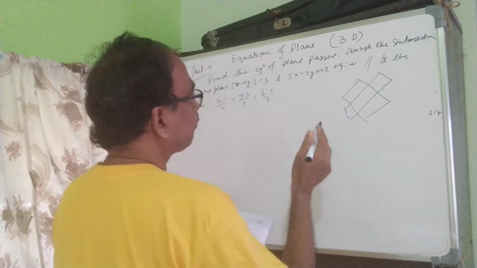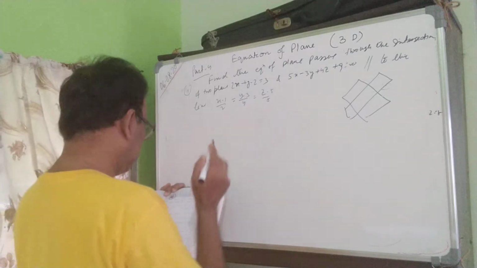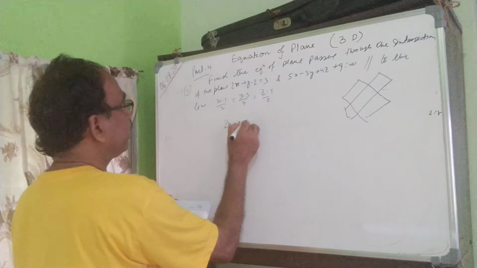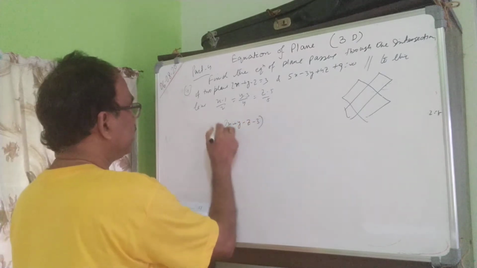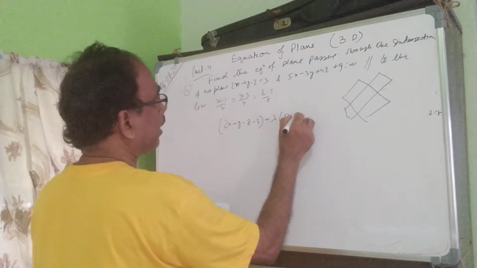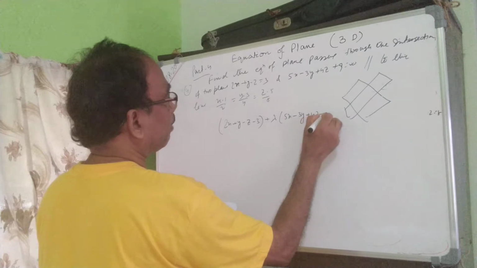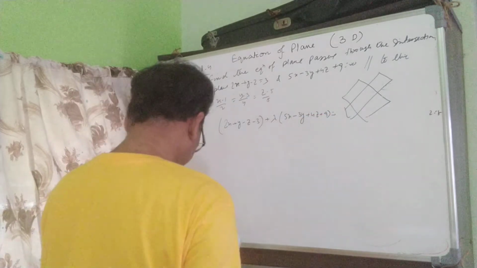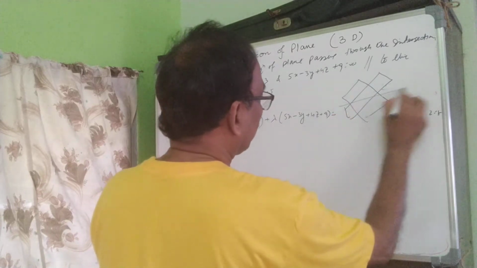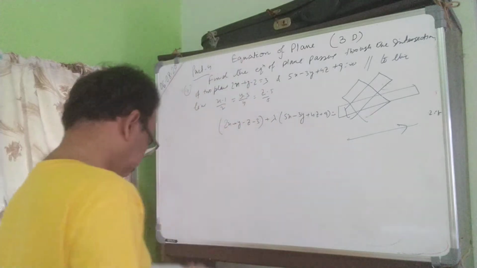Intersection of two planes. The equation of the plane passing through the intersection of two planes is 2x + y - z - 3 + λ(5x - 3y + 4z + 9) = 0. Actually, we have to find the equation of the plane through the intersection of two planes, and this plane is parallel to the line.